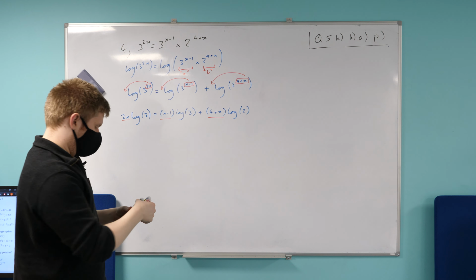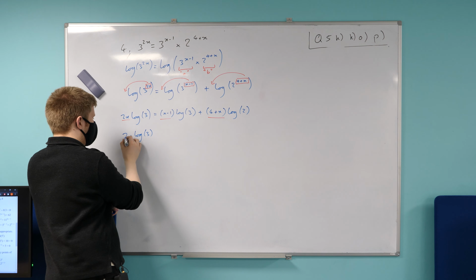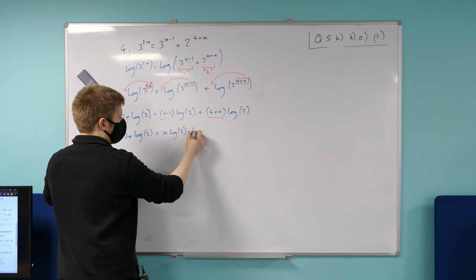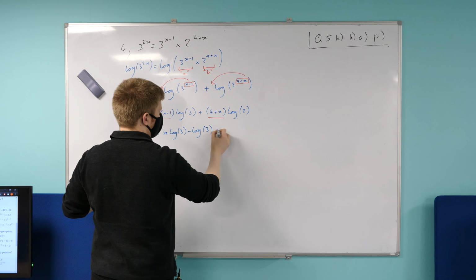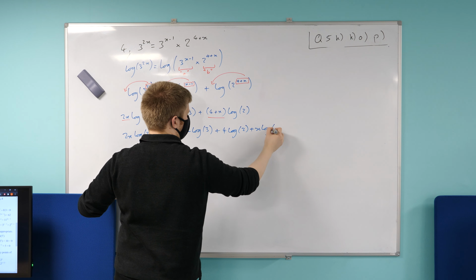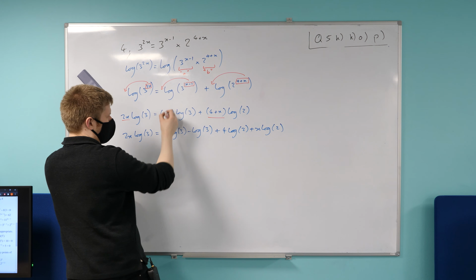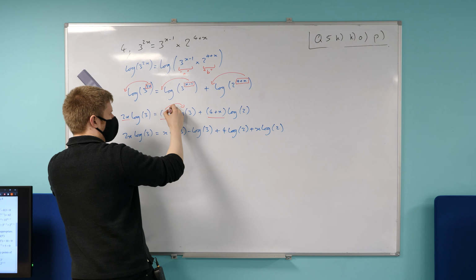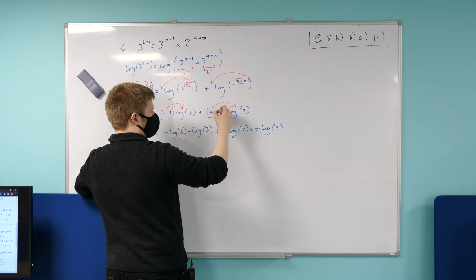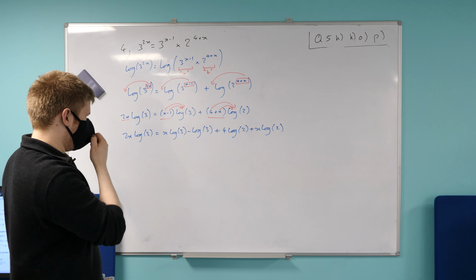Then 2x log 3. Equals x log 3 minus log 3, plus 4 log 2 plus x log 2. Perfect. So in other words, you are literally just multiplying these brackets out. You're taking the x multiplied by log 3 and the negative 1 multiplied by log 3, and the same over here, the 4 times log 2 and the x times log 2. Okay, now what?